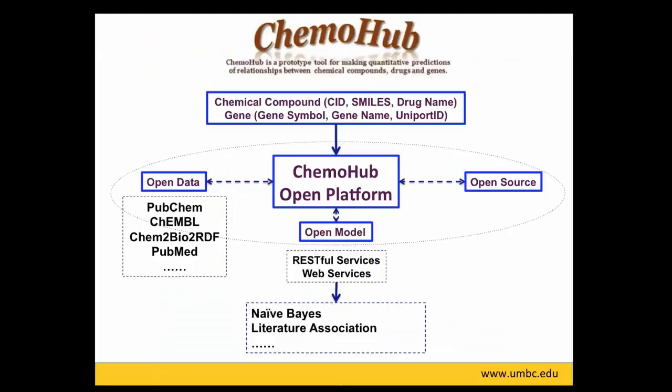So next, I just want to talk about how we are also interested in building an open platform which will be able to do some predictions and see the strengths of the relationship between the chemicals and the genes. We call this ChemoHub. We just utilize open data, like the data we have already introduced in the WENDI application. And we also want to build some open models based on RESTful services, and we intend to make that open source.